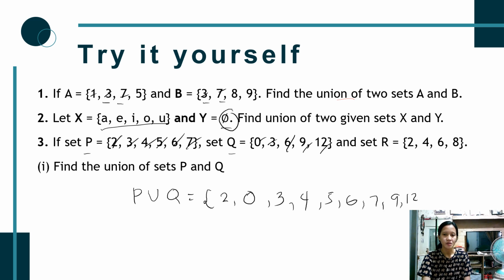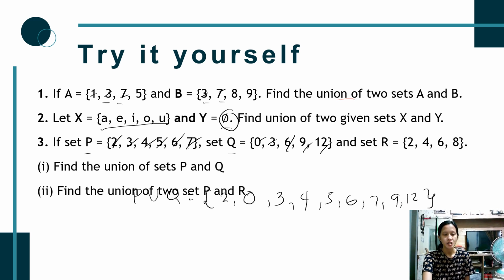9 and 12. So these are our answers for P union Q. All you have to do is write all the elements and then omit the elements that are repeated, so you write them once only. Okay, how about if we find the union of two sets?